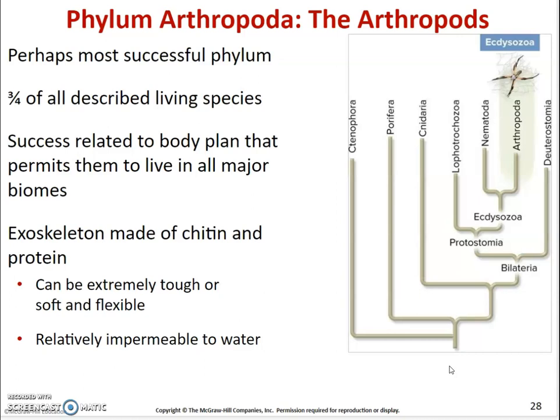Their exoskeleton is made of chitin, this special protein that's very, very sturdy. And it's tough, but it's also flexible. And it's pretty impermeable to water. So they keep water out when they don't want it leaking through.